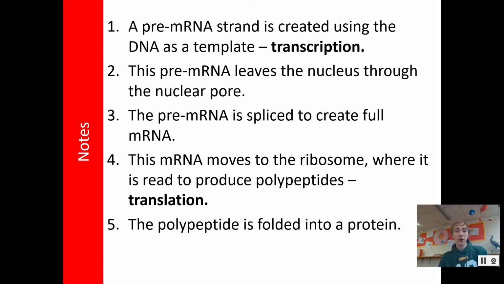That then goes to the ribosome, where it's read to produce polypeptides, and that is called translation. And we're going to learn all about that next lesson, as I've said. And then it's folded into a protein. So that's just a general overview. That's the general idea. And if you don't know that, to be fair, I wouldn't expect you to know, particularly steps 2 and 3 there.